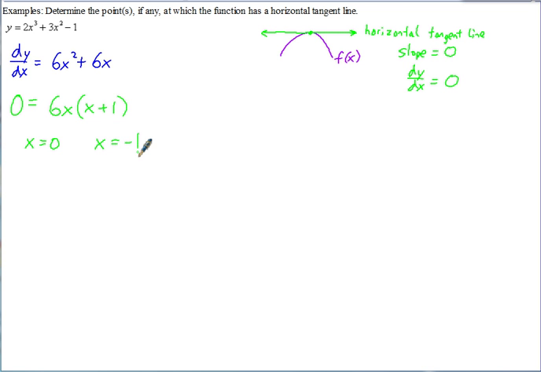And it says the point, so that means you need both coordinates. So if you plug in 0, you get negative 1. So one of the points we have is 0, negative 1.